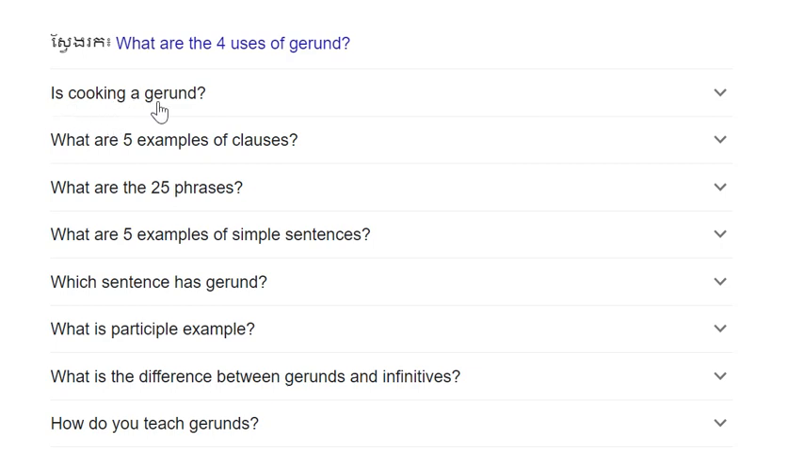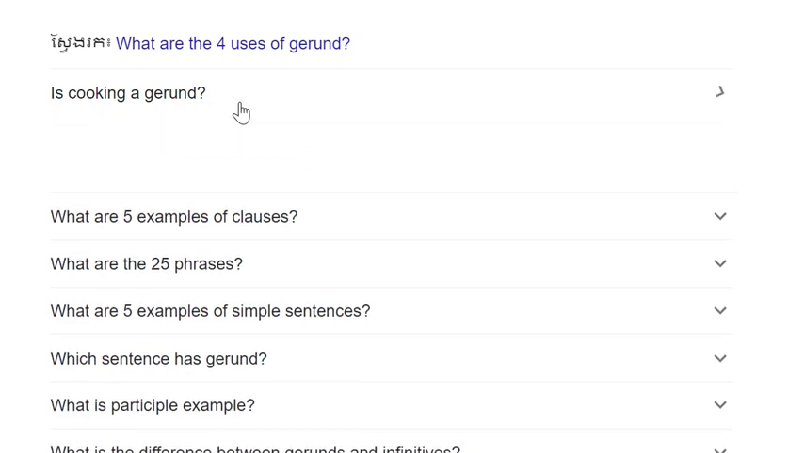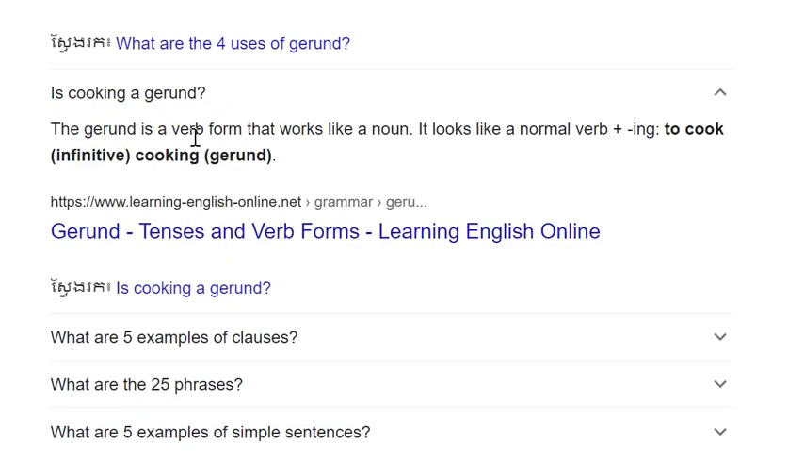Is cooking a gerund? The gerund is a verb form that works like a noun. It looks like a normal verb plus ing. To cook, infinitive. To cook is infinitive. Cooking is gerund.